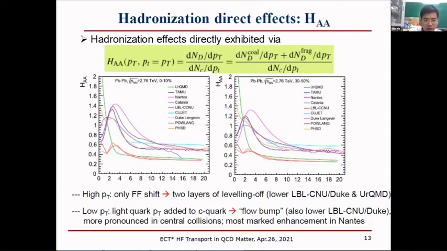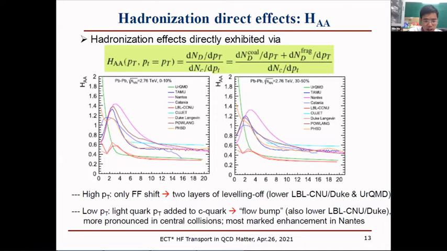So now we see the HAA. At high pT, the D meson V2 is just the result of the shift of the charm quark spectrum. So at high pT, there are two groups of leveling off between different models. I mean, the LBL CCNU model and the URQMD model have a significantly smaller HAA, but all other models are lined up.